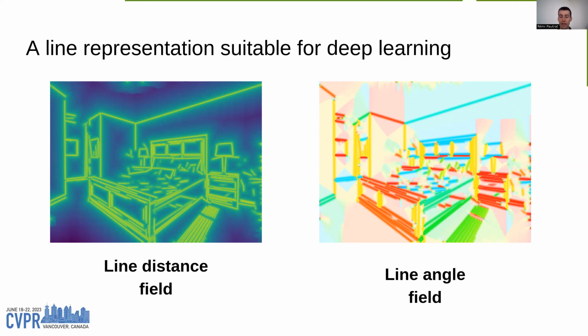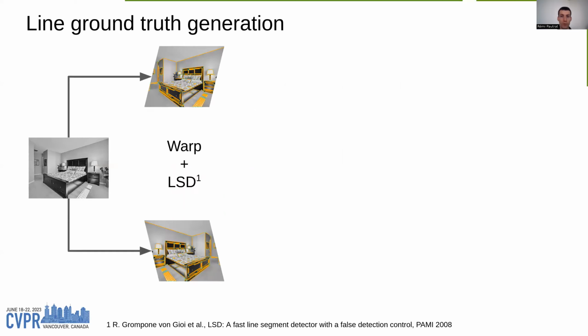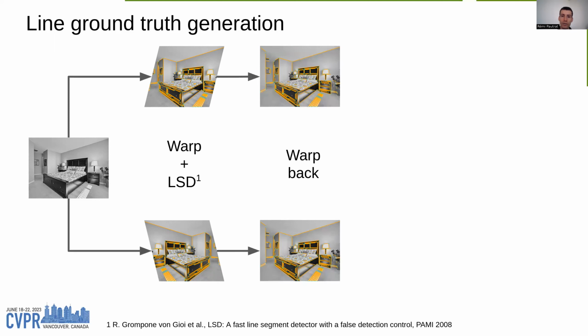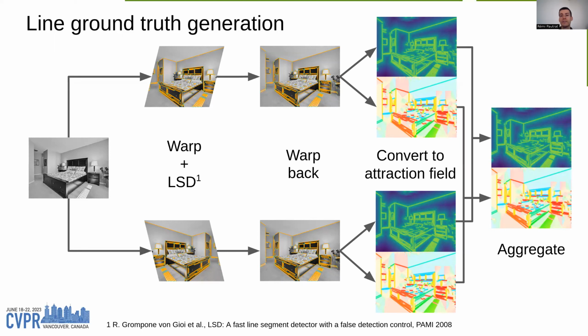with deep learning. However, we need a ground truth for this, and we use homography adaptation to obtain this ground truth. It starts with a single image, which is then warped with multiple homographies. And on each of these warped images, we apply an existing line segment detector, which can be anything, but we used LSD in our case. The lines are then warped back into the original frame and can be converted into our line distance and angle field. And finally, all these different representations are aggregated into a single one through a robust average. This is the ground truth that we used to supervise our network.